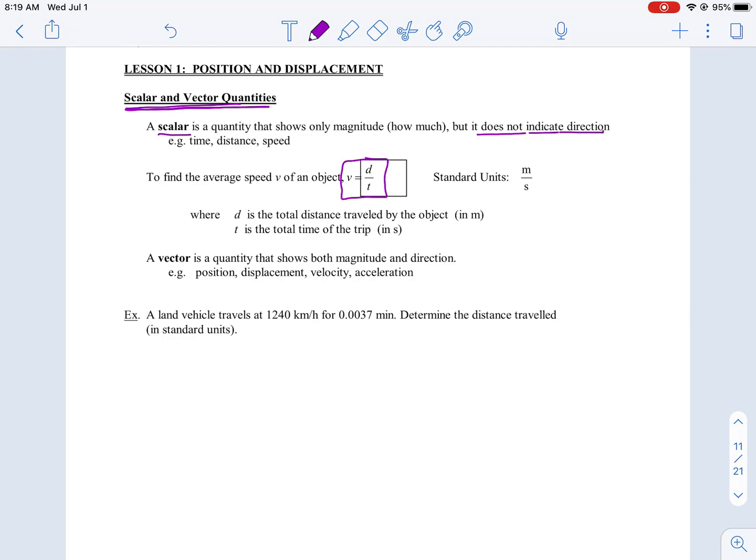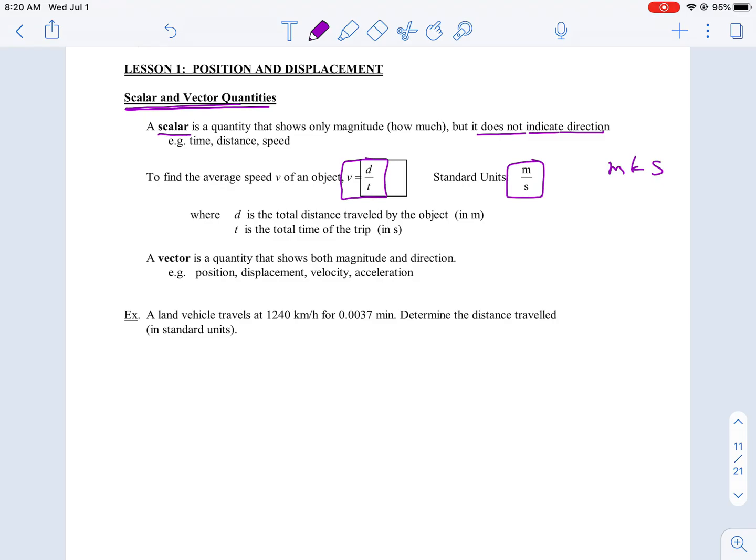And when we talk about standard units, don't forget standard units are MKS: meters, kilograms, seconds. So the unit for distance is meters. The unit for time is seconds. Therefore, the unit for speed is meters per second. That's its standard unit.